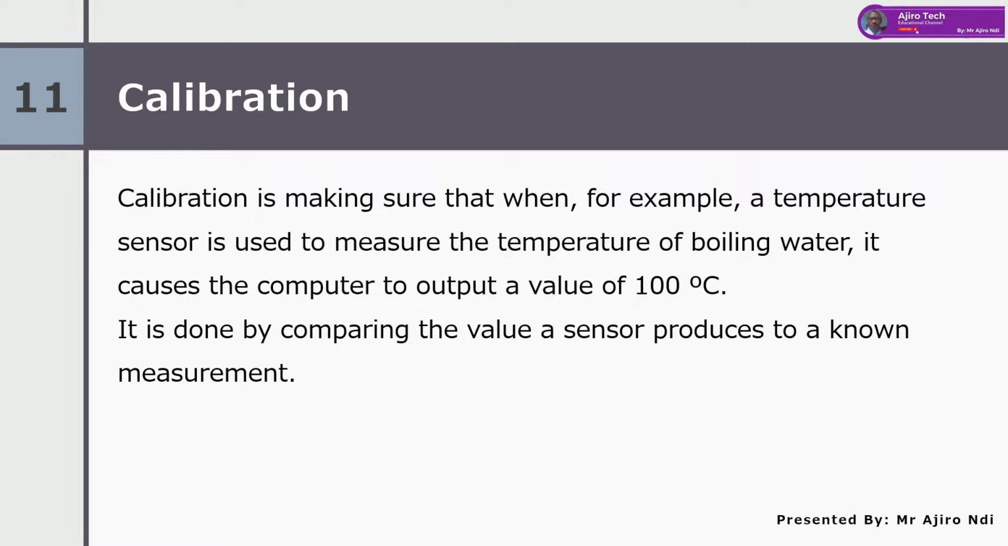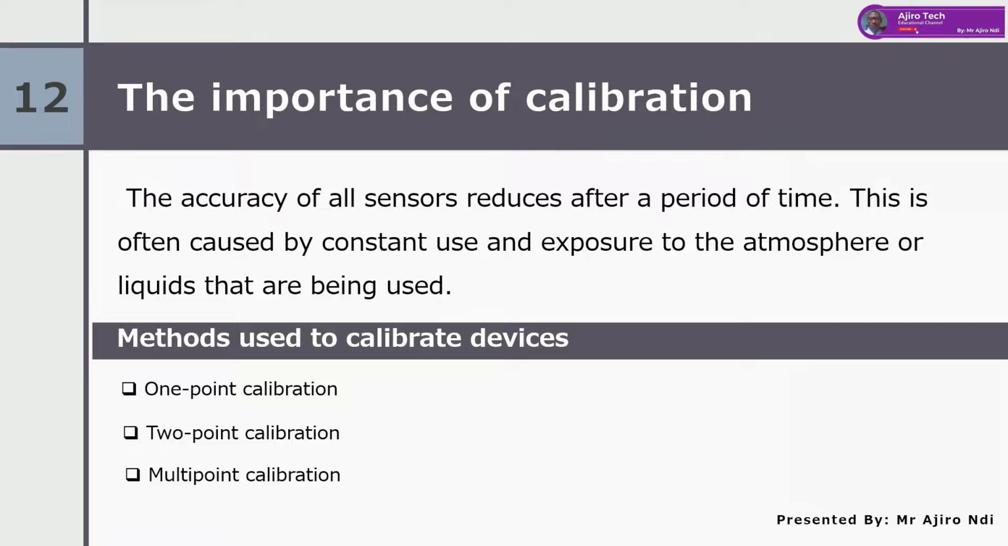So what is the importance of calibration? The accuracy of all sensors reduces after a period of time. This is often caused by constant use and exposure to the atmosphere or the liquid that is being used. Another cause is slight erosion of the materials the sensor is made out of. It's also bound to occur. Again, how quickly it happens depends on the type of sensor and how it is being used, but whatever the cause, regular calibration helps to maintain what? Accuracy.